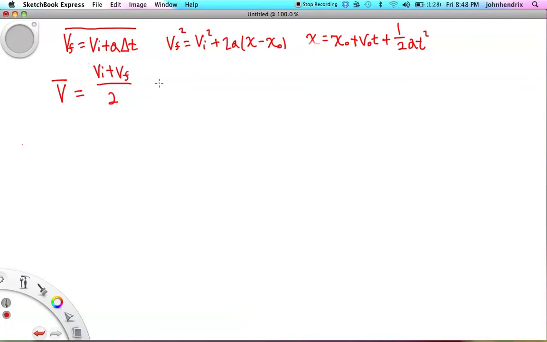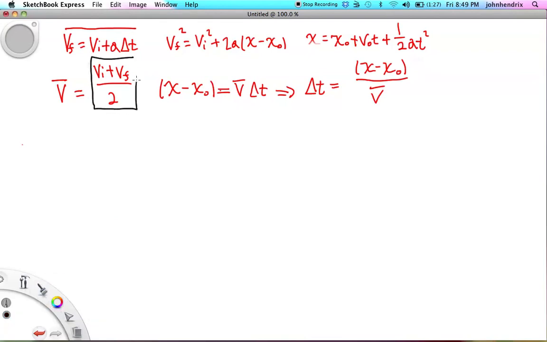The second one that we're going to look at is position, which we've talked about being x minus x naught is equal to average velocity times delta t. And the reason we start here is so that we can say that delta t is equal to x minus x naught over v bar. And that's a good place to go, because what we can do from here is take this form of average velocity and stick it in right there.